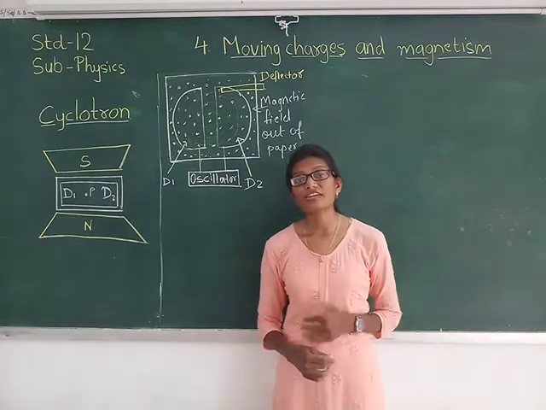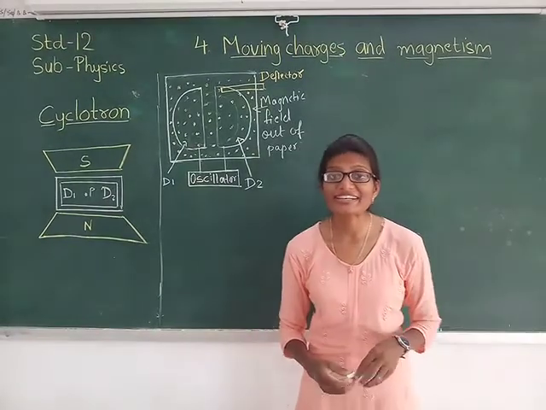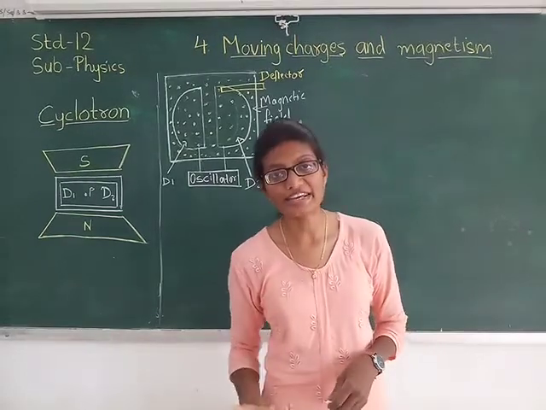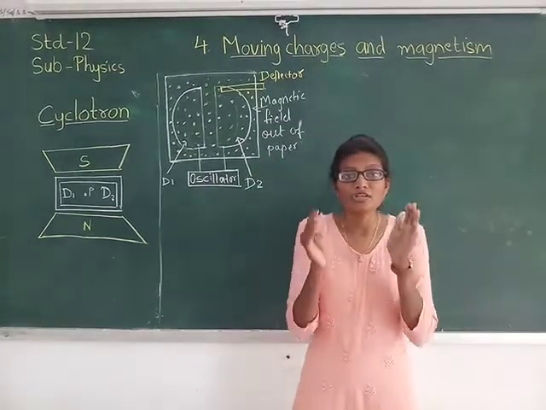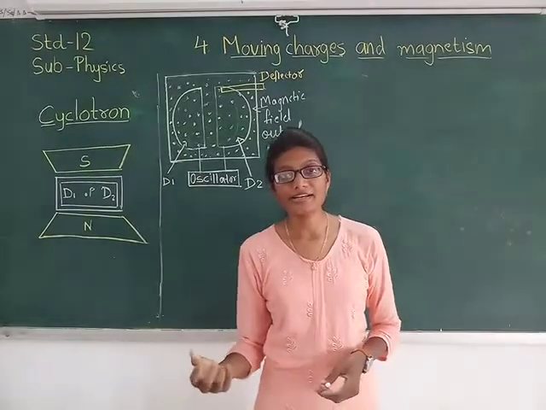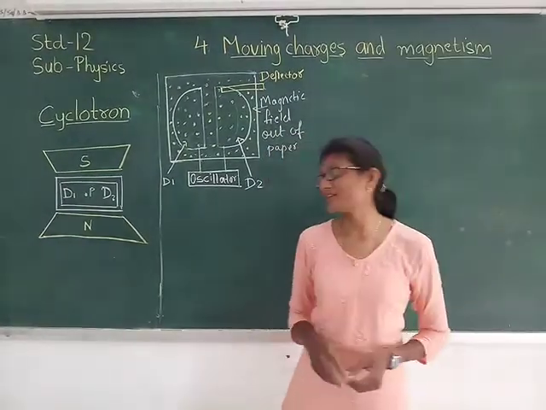Cyclotron is a type of device which is used to accelerate the charged particles to high speed, to a high energy, right? A particular device with which the charged particles can be accelerated to high energy.